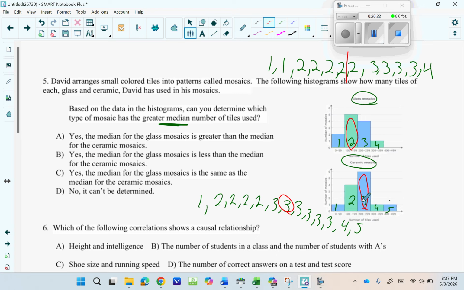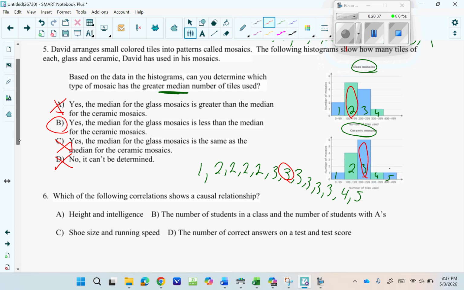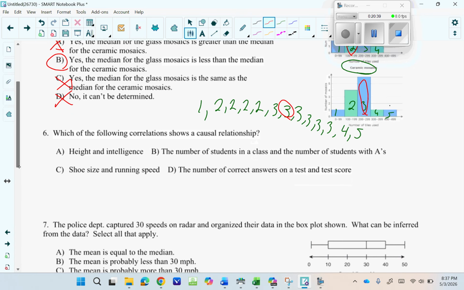Okay, so I'm looking at my answer choices. The median for the glass mosaic is greater? Nope. The median for the glass mosaic is less than? Yes. It's not the same and it can be determined. Okay, so it is answer choice B.